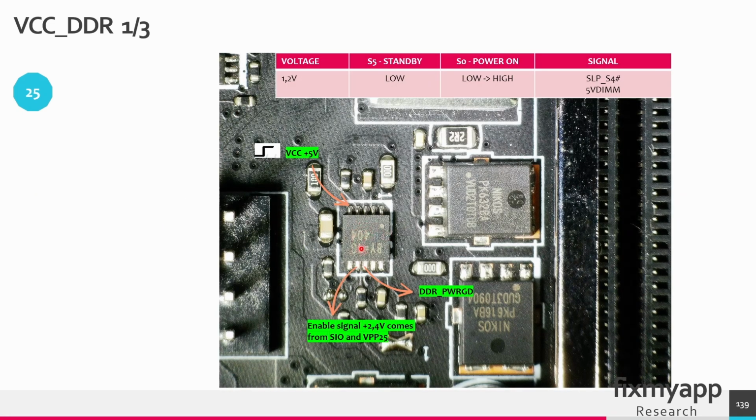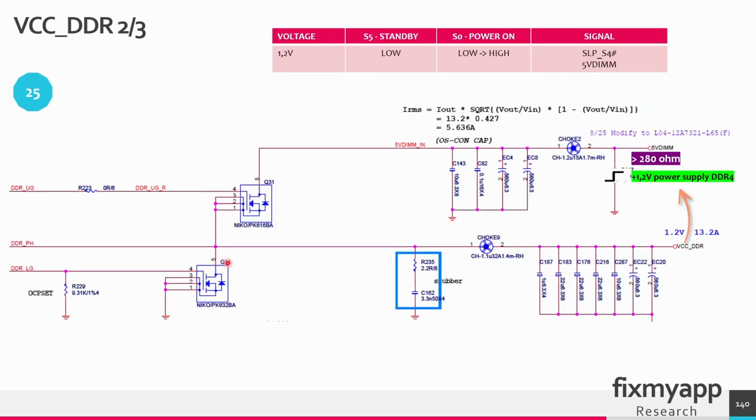This is the buck converter that will create 1.2 volt for the main power supply for the DDR4 RAM modules. This chip needs 5 volt to operate, and it needs an enable signal of 2.5 volt that comes from the SuperIO chip and the VPP 2.5 volt power rail. Then the buck converter will drive the high side MOSFET and the low side MOSFET. The high side MOSFET is connected to the plus 5 volt DIMM voltage, and that will be used to generate the 1.2 volt. This is the high side MOSFET, this is the low side MOSFET.